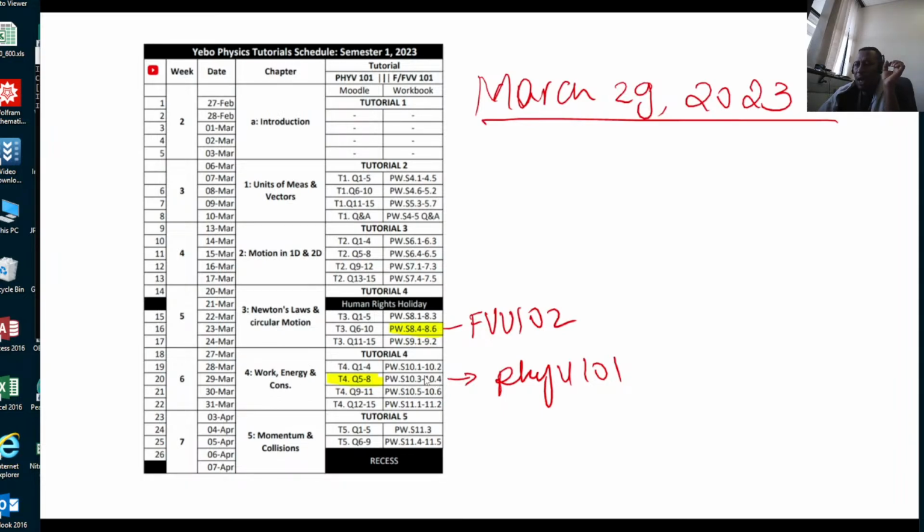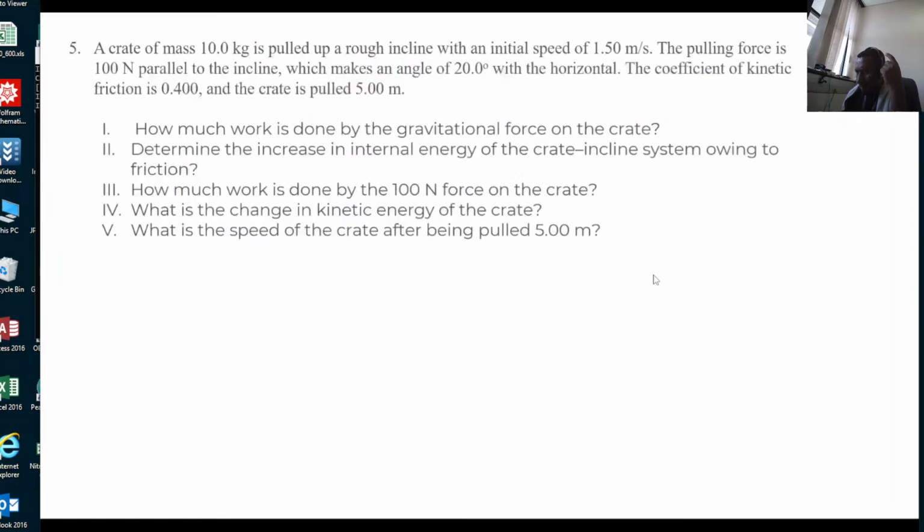Again, depending on time, I will also discuss the problems in the physics workbook. This is for PHYV 101 students. I will go to that one later on though. Therefore, let me go into the questions.